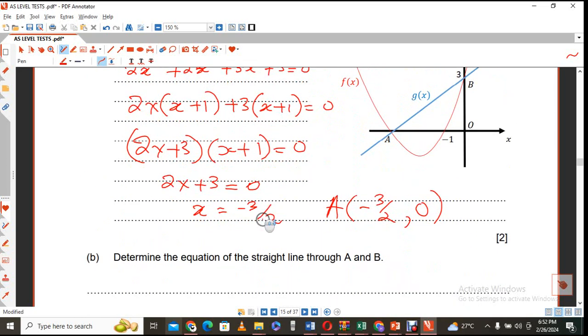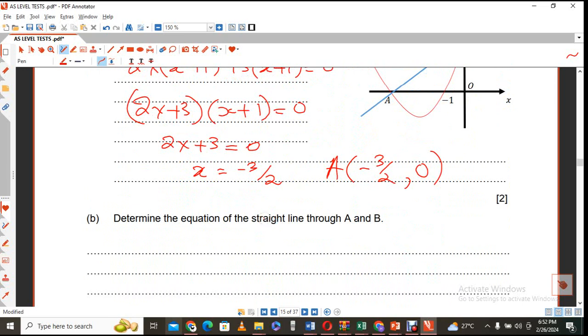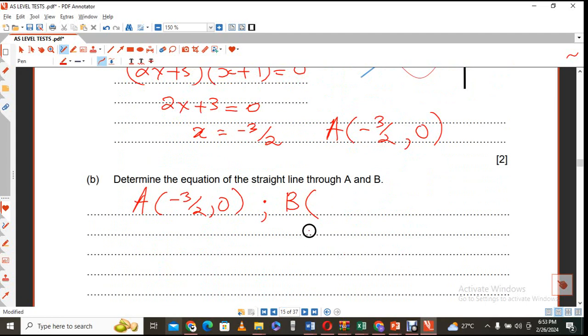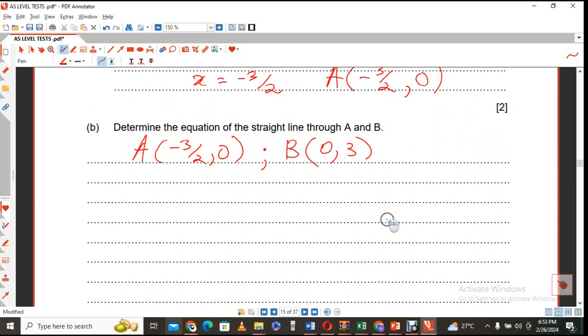Now, if you know the coordinates of A, as we now know, the coordinates of A is negative 3 over 2 comma 0, and the coordinate of B, since B is cutting the y-axis at 3, is 0 comma 3. Now, in order for us to find the equation, you obviously have to know your gradient. Now, it's straightforward. You don't need to use the other formula that they are giving you, because it's 2 marks.